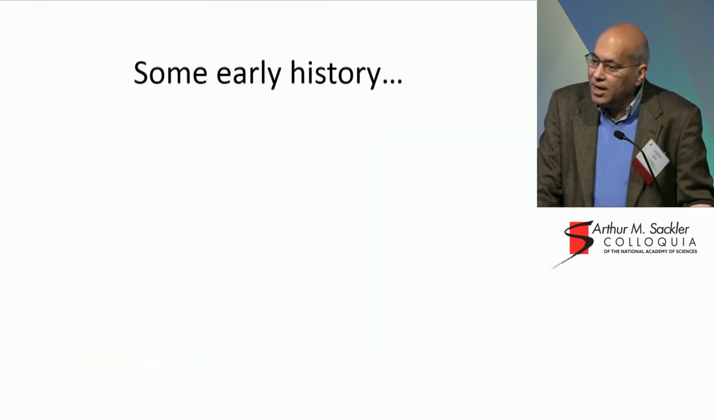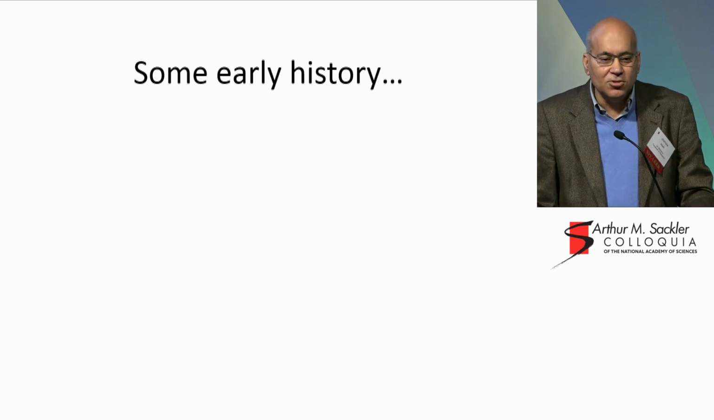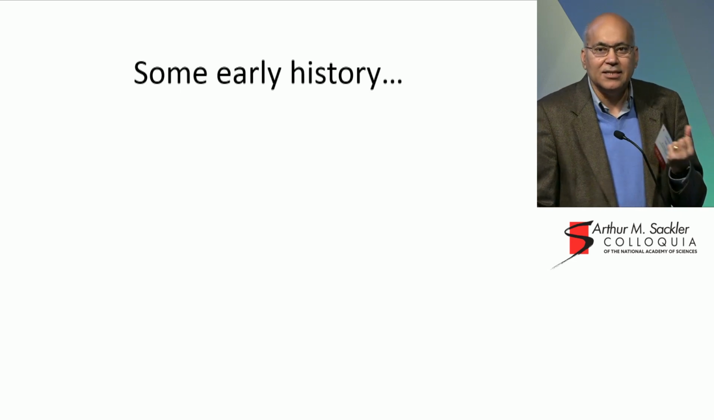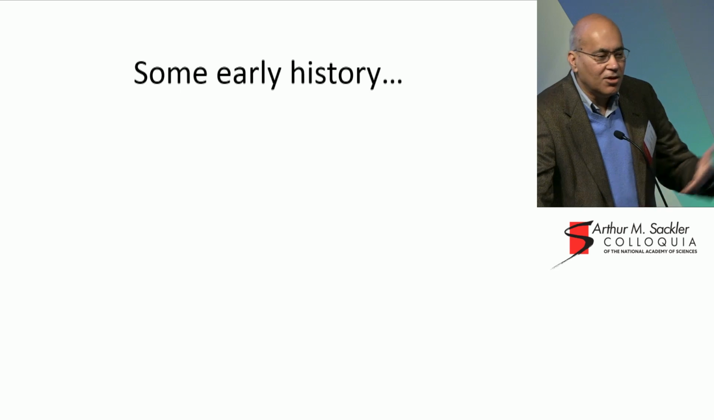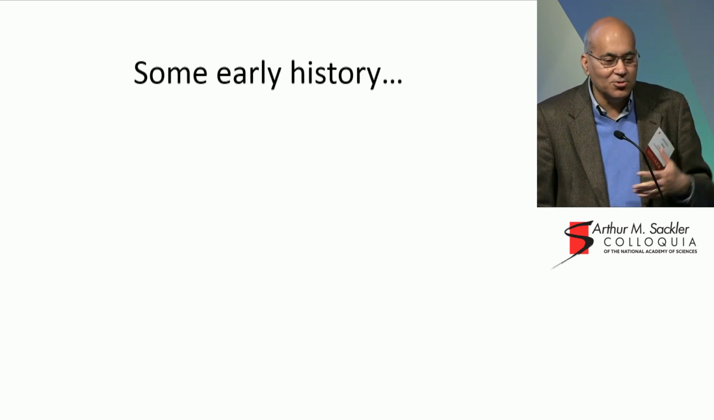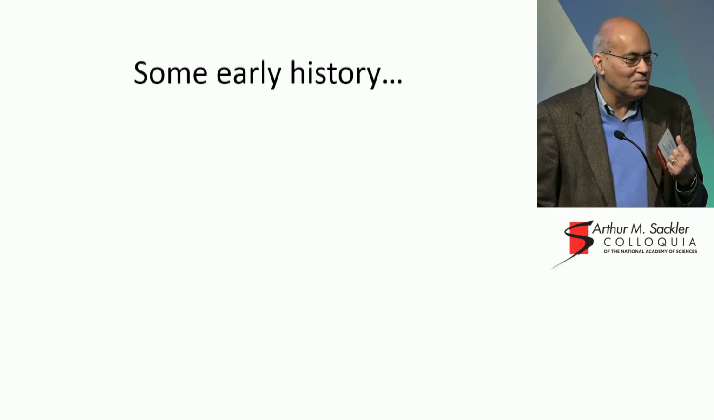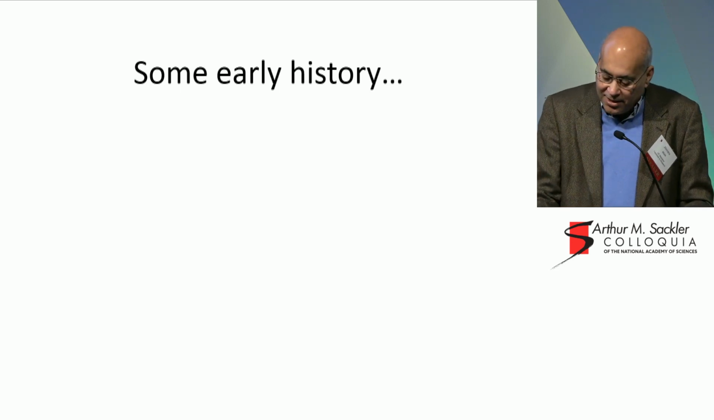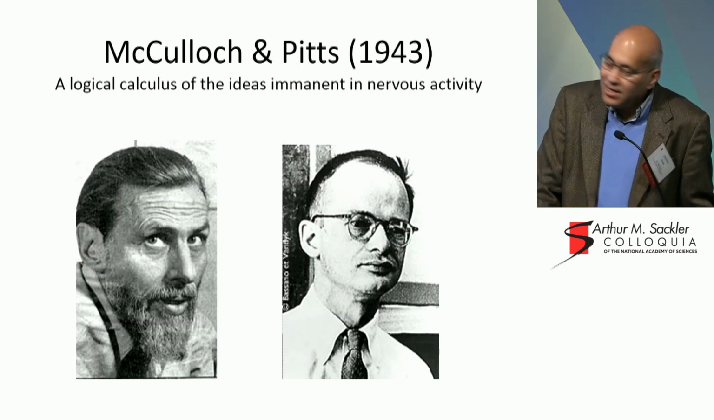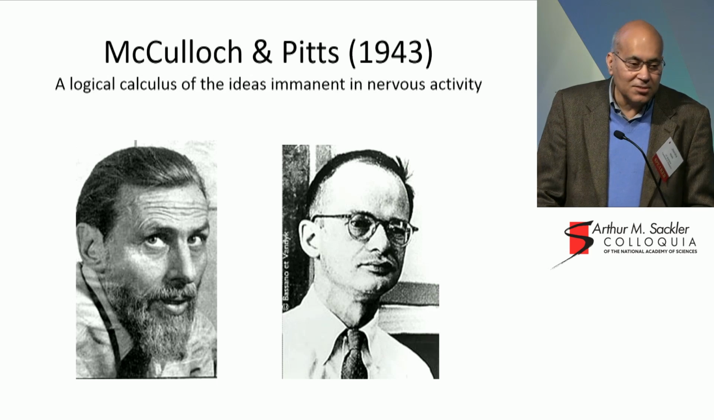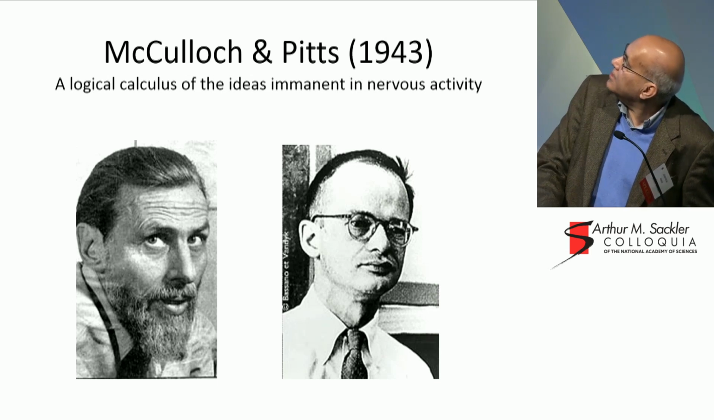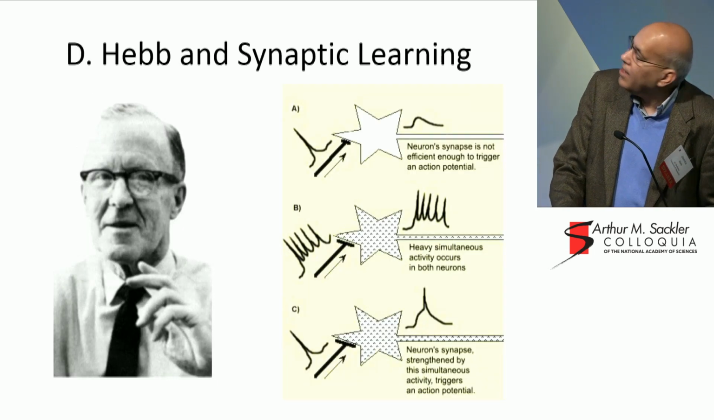Okay, now I'll take a few minutes to situate the current excitement about deep learning in the context of history. Those who do not know the past are condemned to repeat it. McCulloch-Pitts, this is the first model of a neuron. This is 1943.